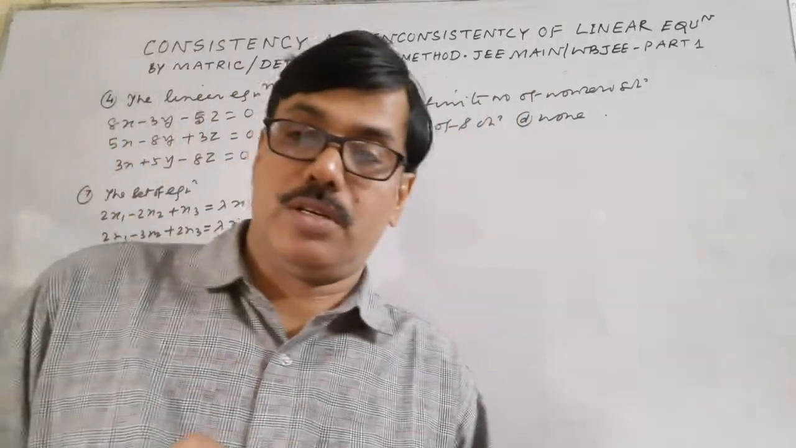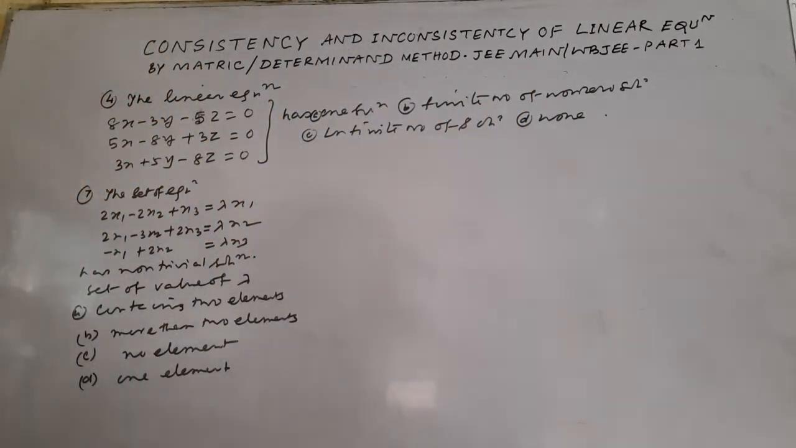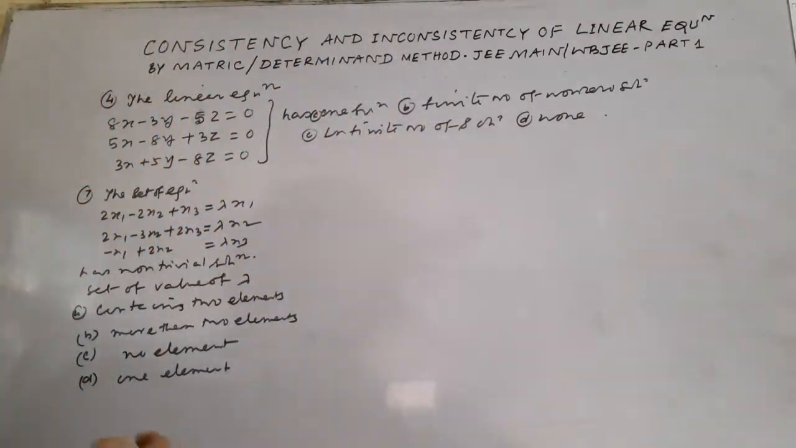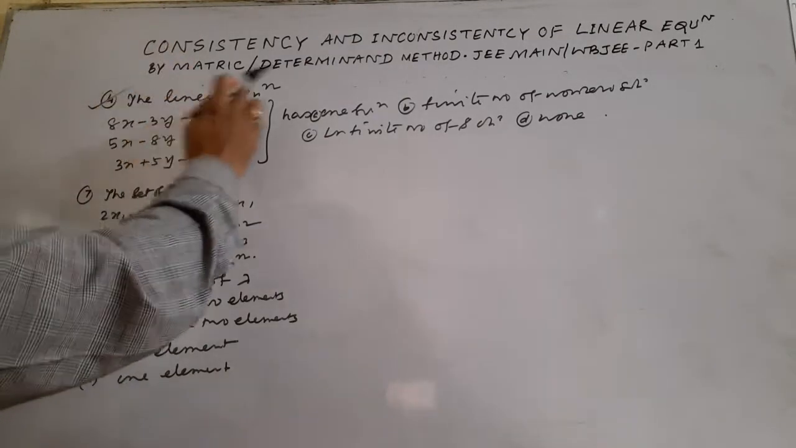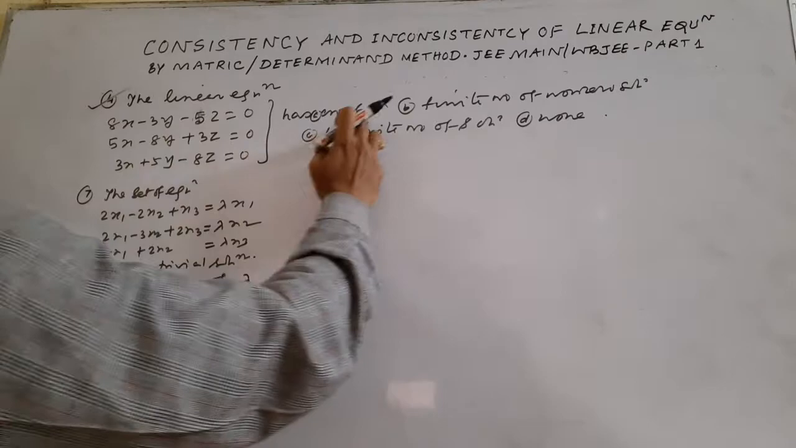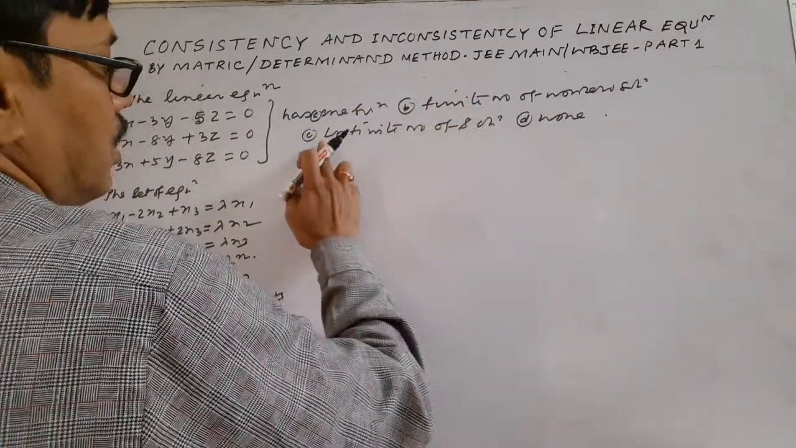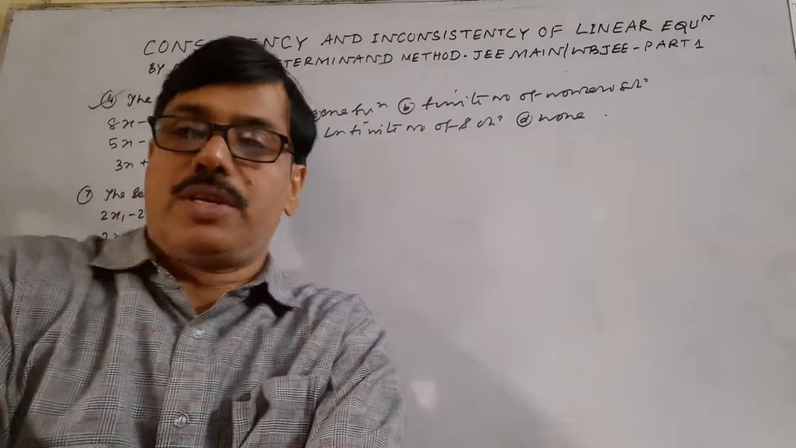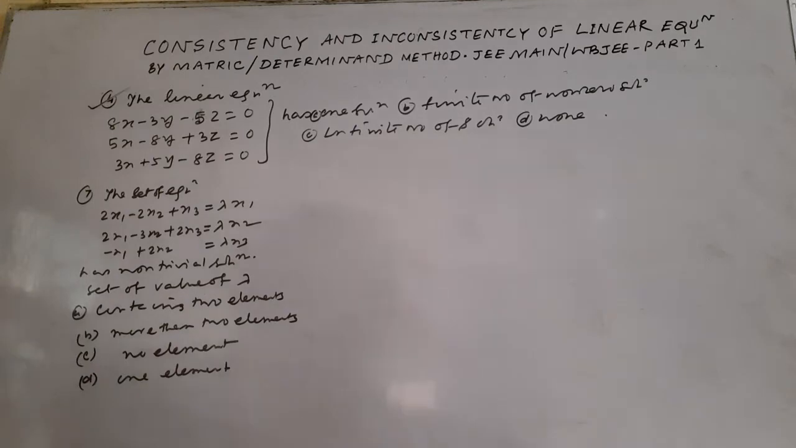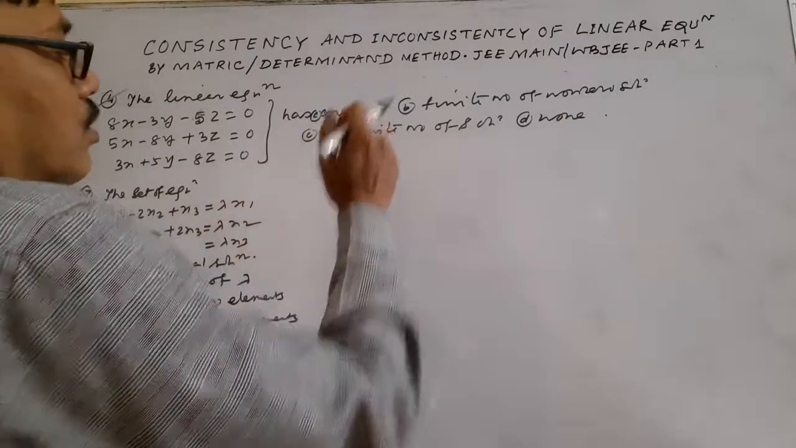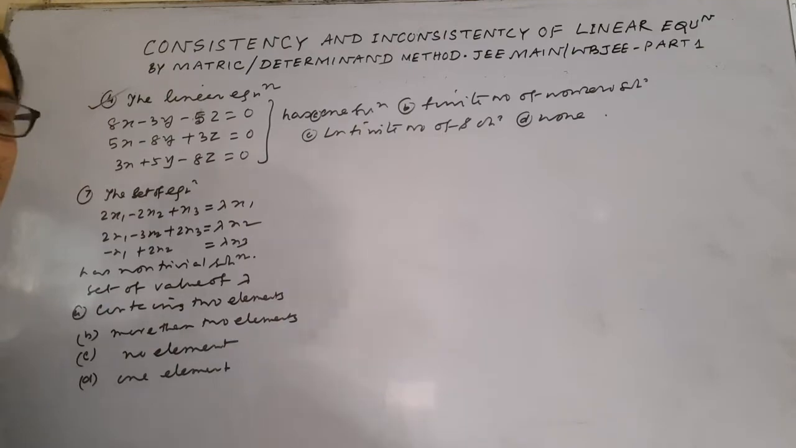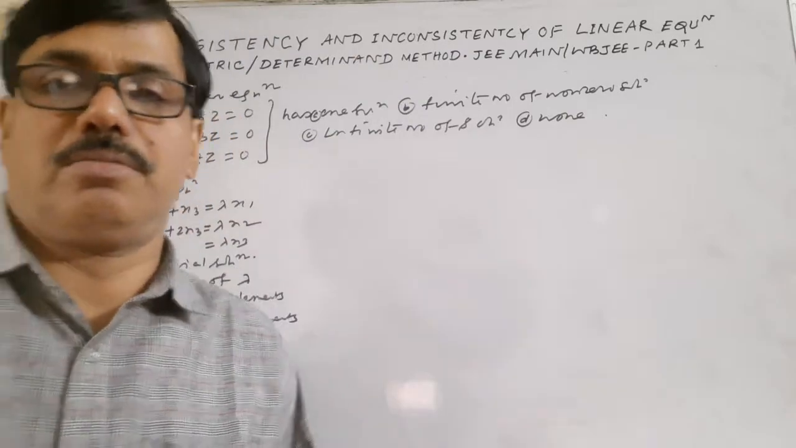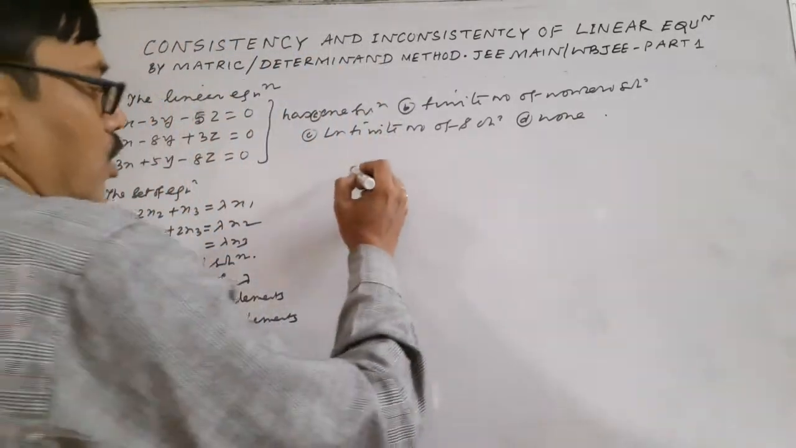Now we consider homogeneous equations, that is, the right hand side is 0. Problem number 4: the linear equation has one solution, a finite number of solutions, infinite solutions, or none. This is a very simple problem. One solution means delta is non-zero, and if delta equals 0, then infinitely many solutions. So we calculate delta.